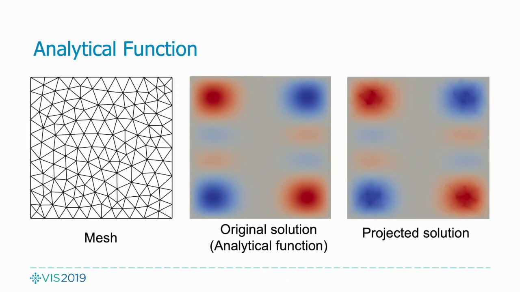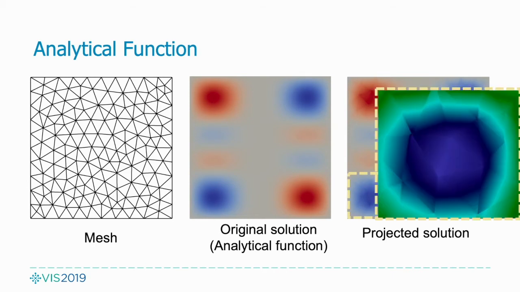We then project the analytical data on the non-uniform triangular mesh to simulate the data output from higher order FEM data. The projected solution has discontinuities at the element boundaries. I changed the color map in this region to highlight some of the discontinuities we have in the projected data. These discontinuities result in sharp gradients at the element boundaries.